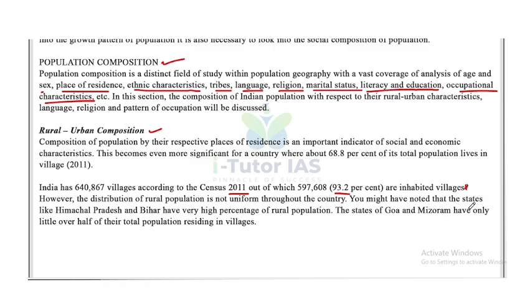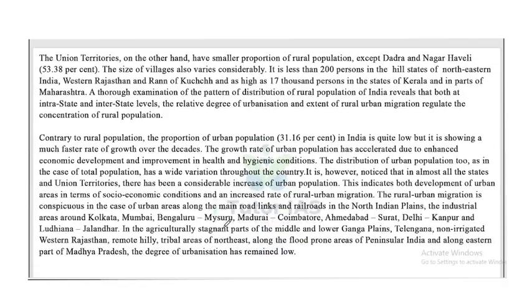You might have noted that states like Himachal Pradesh and Bihar have a very high percentage of rural population, but the states of Goa and Mizoram have only a little over half of their total population residing in villages. Now, the Union Territories, on the other hand, have a smaller proportion of rural population, except Dadra and Nagar Haveli, which has 53.38%. The size of villages also varies considerably.